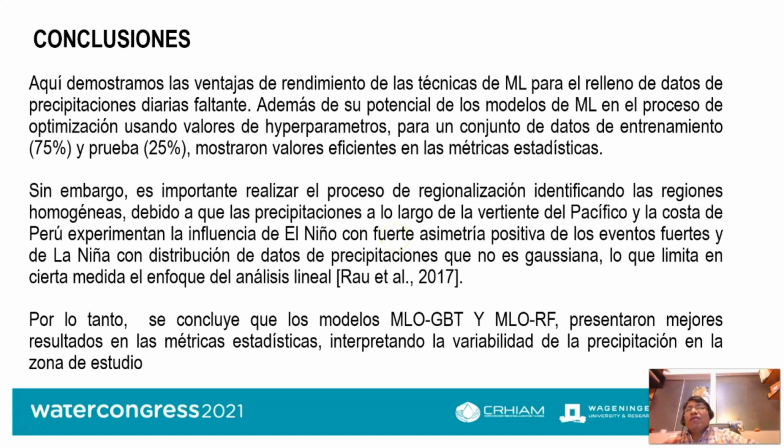So once all of that has been carried out, we can conclude then that the optimized machine learning, for both the gradient boosting tree and for random forest, were the ones that gave the best statistical metrics. So they best interpreted the variation in the precipitation. So this is a technique then, or a methodology that can be used in future studies to fill missing precipitation series and data at a daily scale.